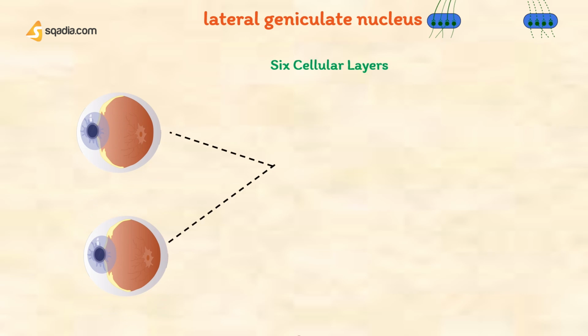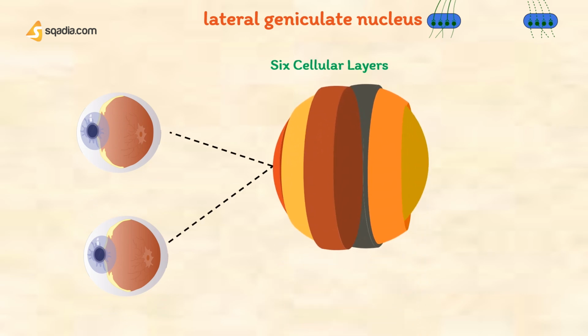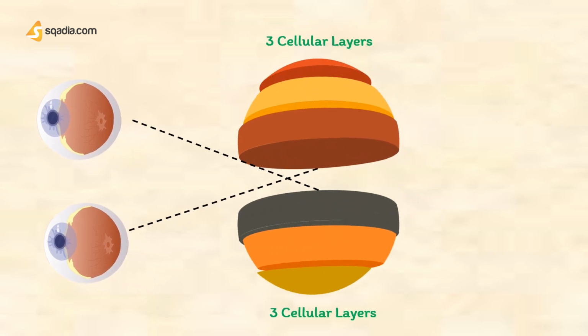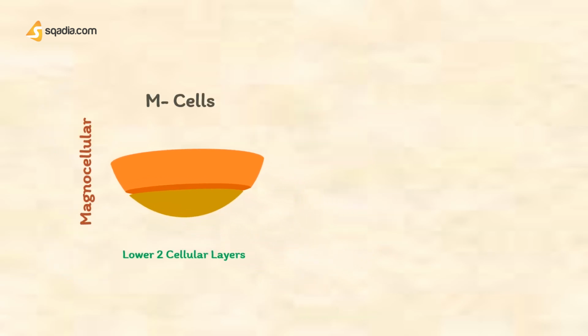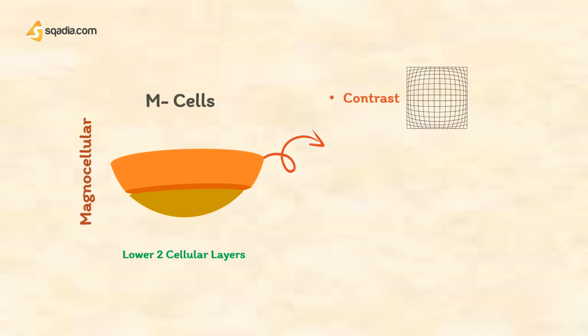Each nucleus contains 6 cellular layers, and the information from the two eyes remains separate, each group of fibers synapsing in 3 of the layers. The M ganglion cells terminate in the lower 2 layers, called magnocellular, because the cells are relatively large in these layers. Cells in the magnocellular layers are sensitive to contrast and motion, but not color.